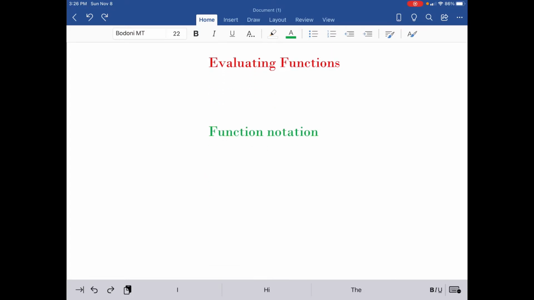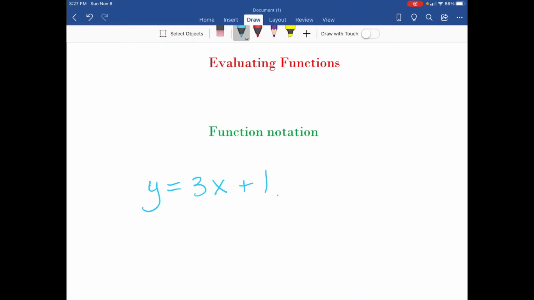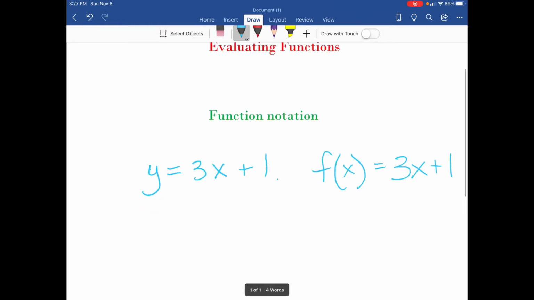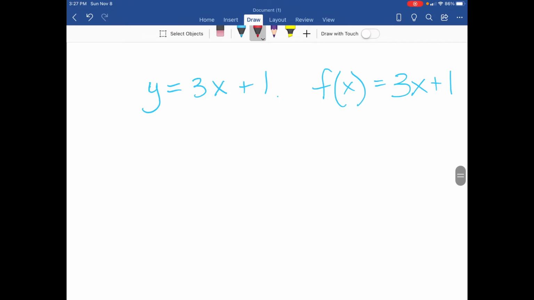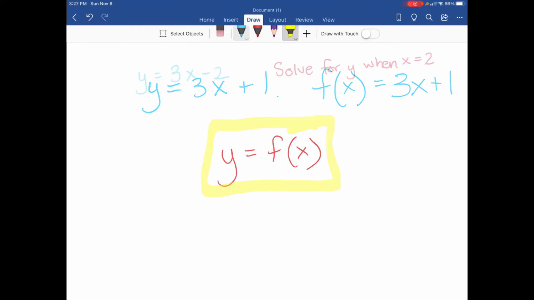So instead of an equation that looks like this, y equals 3x plus 1, where x was the input and y was the output, you're going to see this notation. f of x equals 3x plus 1, where x is the input and f of x is the output. More specifically, we are replacing y with f of x. So everywhere we see y, we're going to replace it with f of x. So let's see what this looks like.